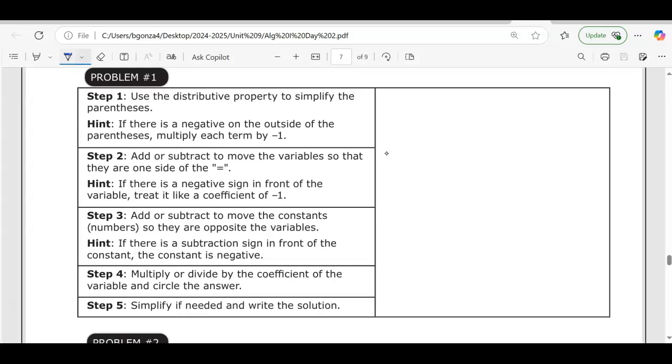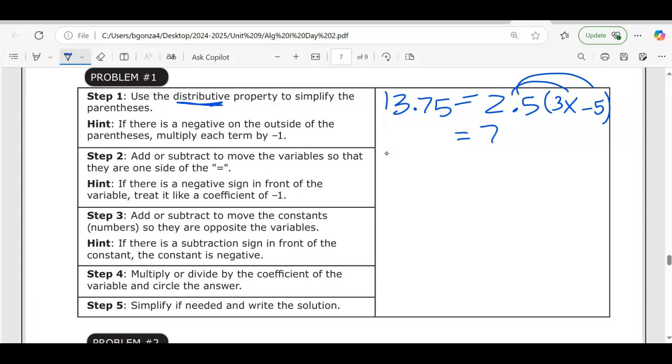So number one, let's write down the equation. What is it? 13.75 equals 2.5 times the quantity 3x minus 5. So here's my original equation for number one. Step one, we're going to distribute 2.5 into the parentheses. What is 2.5 times 3? Well, sorry, we get 7.5x. What's 2.5 times 5? Negative 5 is negative 12.5. Bring down 13.75.